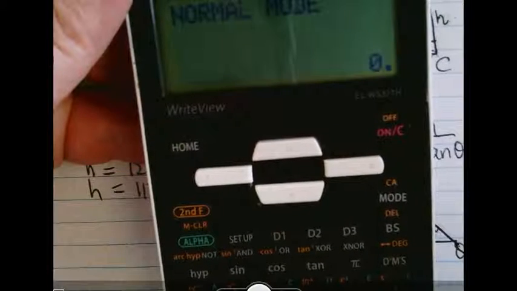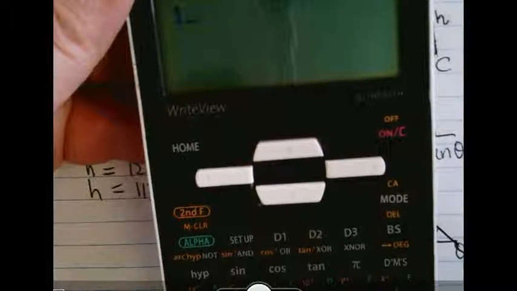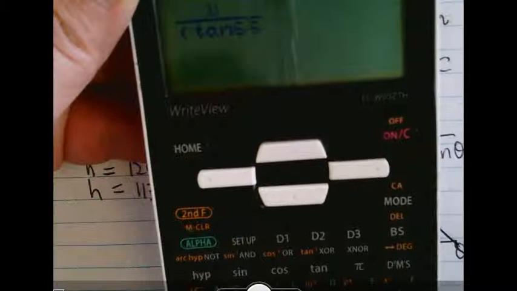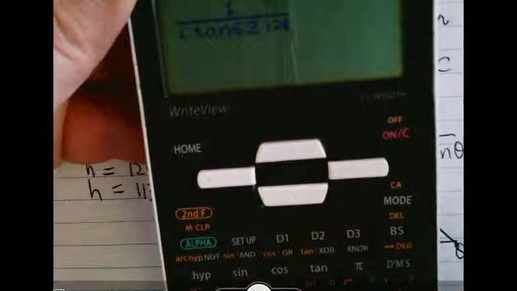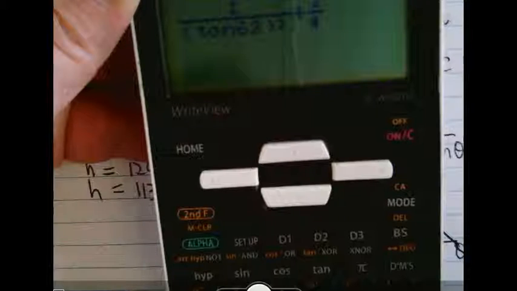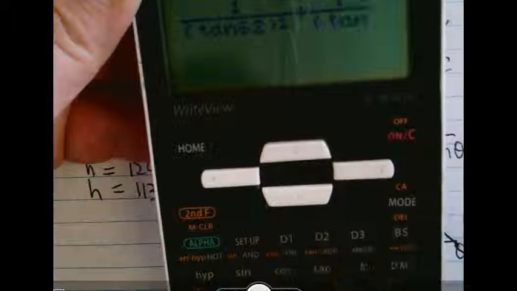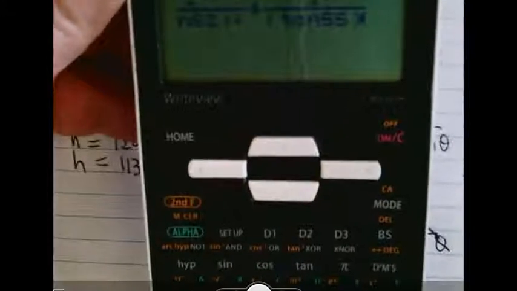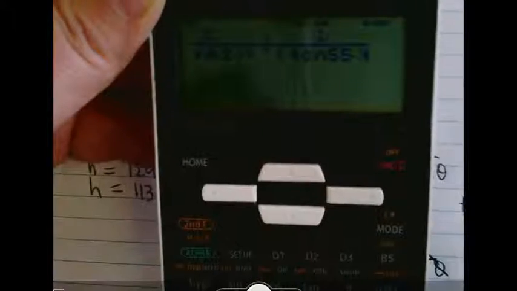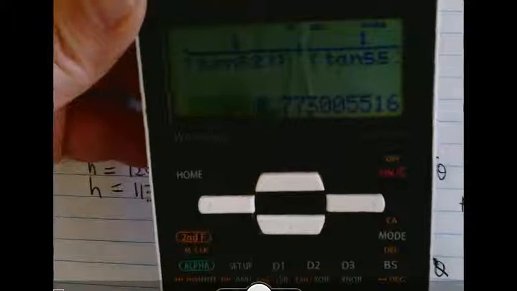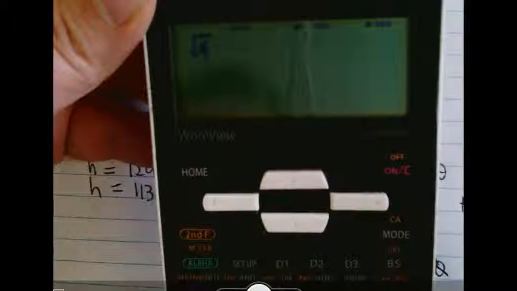So here we go. I'm doing 1 fraction bracket tan of 62 close bracket squared, arrow across, plus 1 divided by tan of 55 close bracket, just look at the screen, squared. You okay with that? Equals, and you get that. And then we go square root of the answer.